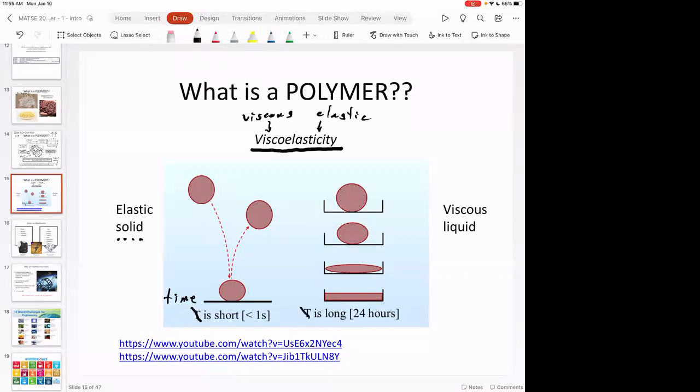At long times, if you leave silly putty on the couch or on the carpet, it slowly oozes down and you'll never get it out of your couch. It behaves like a liquid. So this is like a viscous liquid. And so this time dependence of properties is really important for polymers. So there's time dependent.